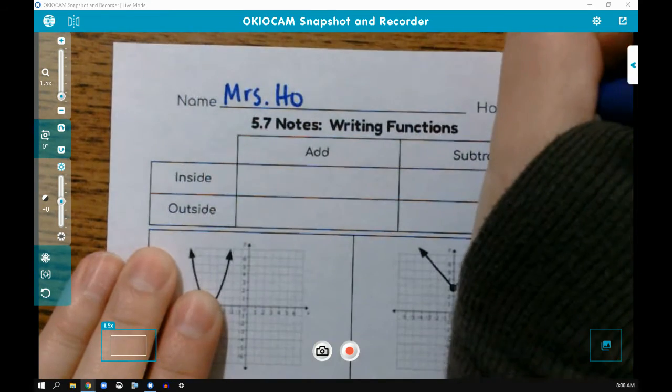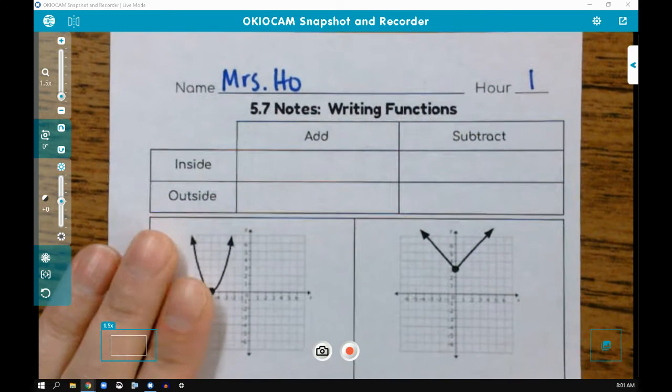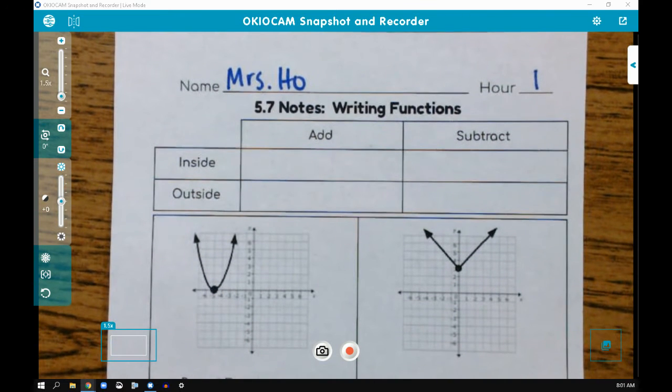Today, we are doing the exact opposite of what we did in 5.6. So in 5.6, we looked at two parent functions, x squared and the absolute value of x, and we decided whether those functions were going to move left, right, up, or down. We in 5.6 had a big table that we put examples in. I just put a little table on here for us to fill out of which one's left, which one's right, which one's up, and which one's down.